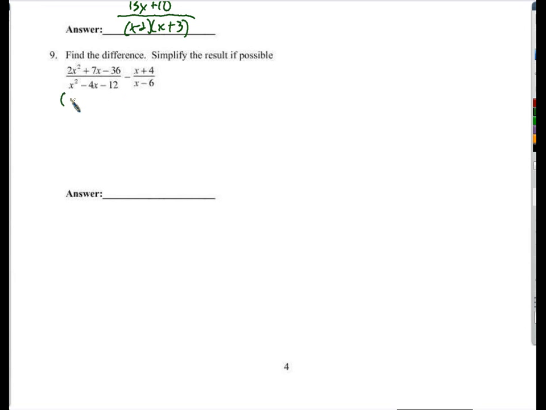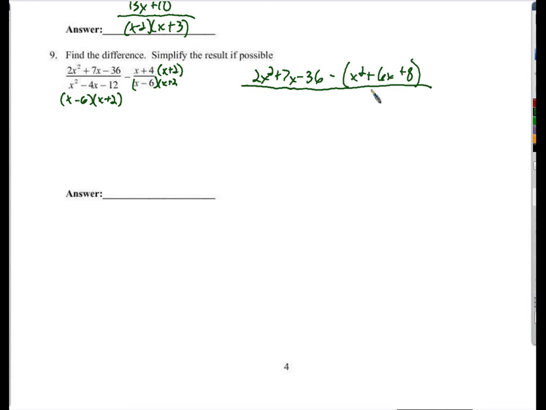We need a common denominator, so let's see what makes up this denominator here. We've got x minus 6, x plus 2, that works. So this needs an x plus 2 in the denominator here, so we have to multiply by x plus 2 in the numerator as well. So we have 2x squared plus 7x minus 36 minus x squared plus 6x plus 8. Let's just multiply these together and subtract that from that. And we have this common denominator of x minus 6 times x plus 2.